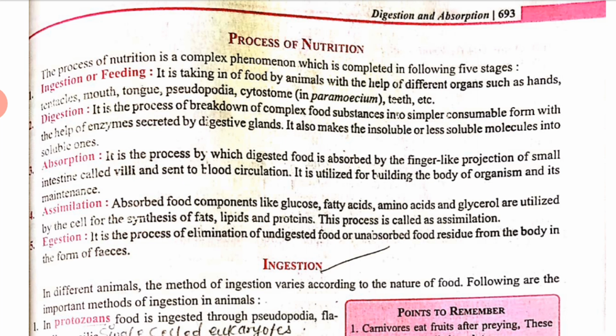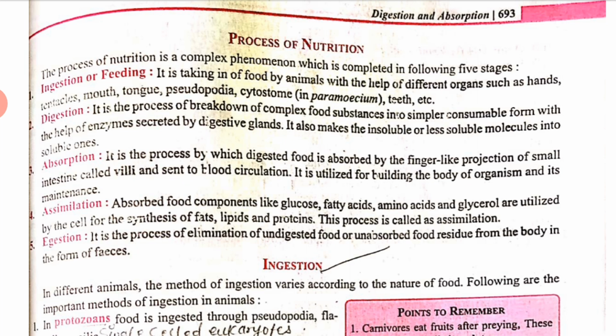Next we have digestion. After taking food inside, the next process will be digestion. In this process there is the breakdown of complex food substances into simpler consumable form with the help of enzymes secreted by the digestive glands. It makes the insoluble or less soluble molecules into soluble ones. First it will break down the food substances and convert them into soluble substances. This process is known as digestion.